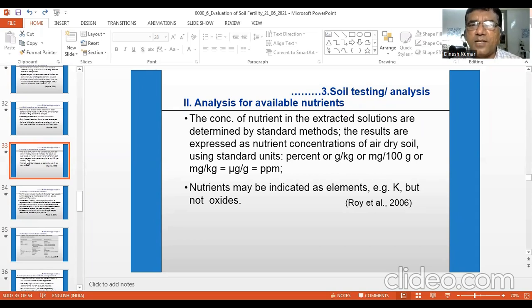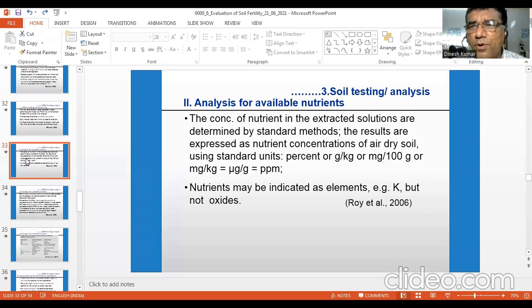The concentration of nutrient in the extracted solutions is determined by standard methods. The results are expressed as nutrient concentration of air dry soil using standard units: percentage or gram per kg, milligram per 100 gram, or milligram per kg, microgram per kg, or ppm. I think you have already seen it, expressing the concentration of nutrients in plant and soil. In one of the practical classes, we already discussed this. Nutrients are always indicated as element, not as K2O, P2O5 these days, not oxides.